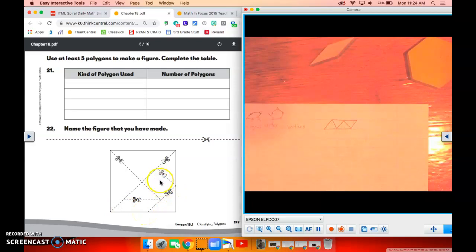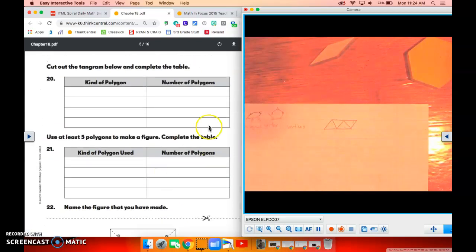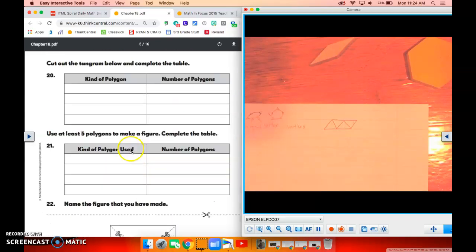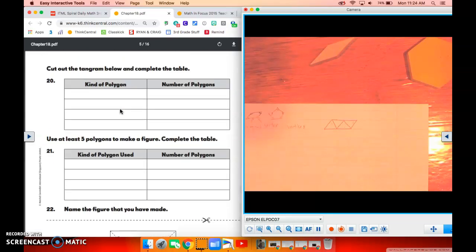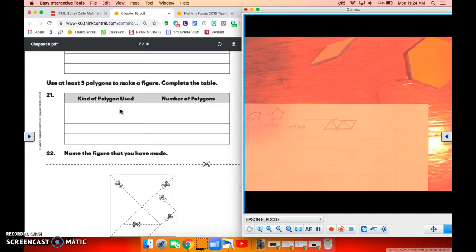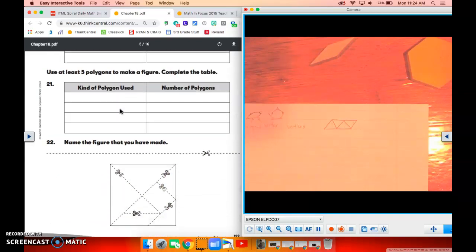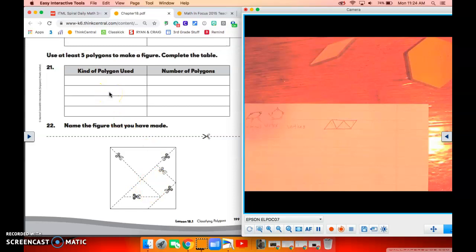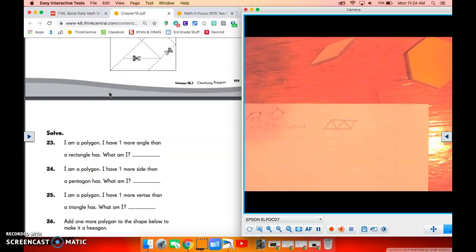And then we have a rectangle. And that is also 4 sides, 4 angles, 4 vertices. So, the kinds of polygons: triangle, number of polygons 1, 2, 3, 4, 5. And one was a rectangle, one was a parallelogram. All right. Use at least 5 polygons to make a figure. Complete the table. So you can put together 5 of them and see what you can come up with as far as what you can make.